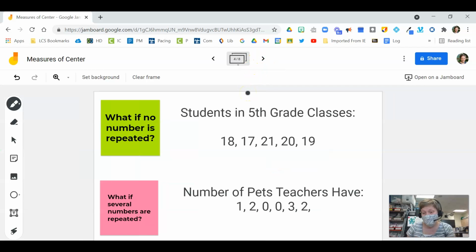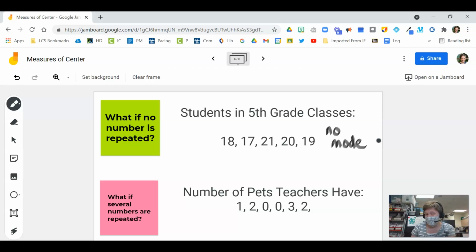There are a couple of things you want to watch out for, special conditions that you might see. I had to make up some data for that to help us learn about it. What should you do if no number is repeated? Take a look at this example of fifth grade classes. If our school had 18 kids in one class, 17 in one class, 21 in one class, 20 in one class, and 19 in one class, then no classes have the same amount as another. So nothing is repeated, and no number shows up the most. In this case, we write no mode. That's the answer. There is no mode.